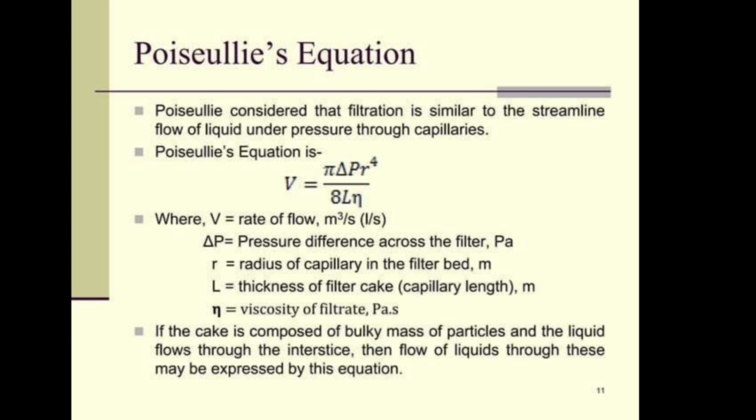Poiseuille considered that filtration is similar to the streamlined flow of a liquid under pressure through capillaries. The Poiseuille equation is V equals pi delta P r to the power 4 upon 8 L eta. V is the rate of flow in meter cube per second, and delta P is the pressure difference across the filter in pascals. r is the radius of the capillary in the filter bed, L is the thickness of the filter cake in meters, and eta is the viscosity of the filtrate.